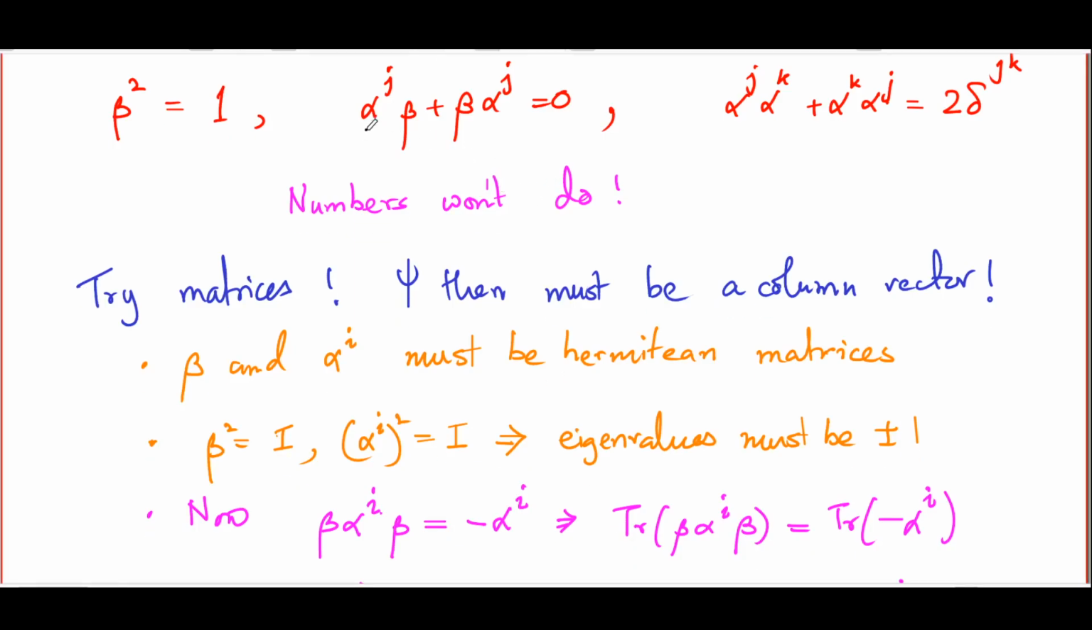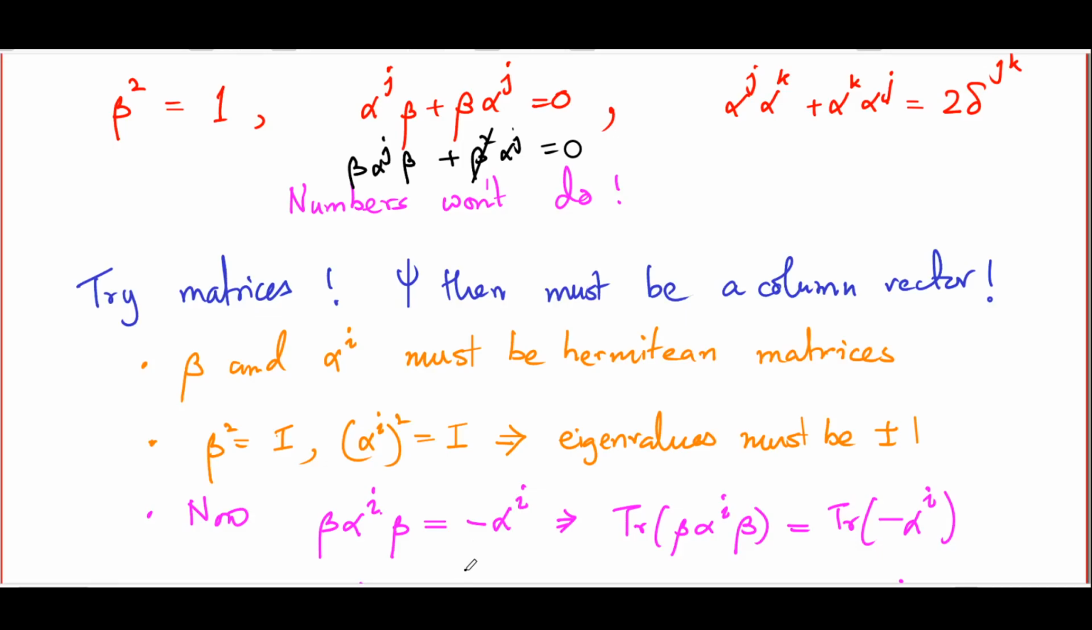If you now take a look at our second equation, the statement which says that the matrices alpha j and beta anticommute, and multiply by beta on the left, on both sides, what you are going to get is beta alpha j beta plus beta square alpha j equals 0. And since beta square is the identity, this simply is the statement that beta alpha i beta is equal to minus alpha i.